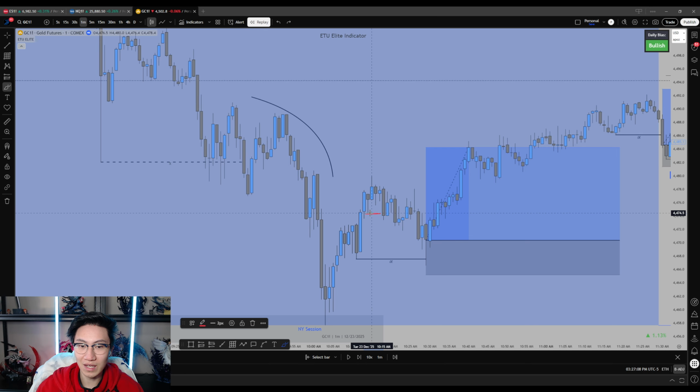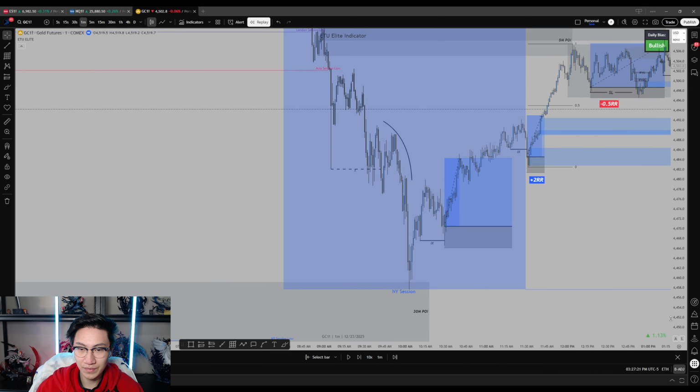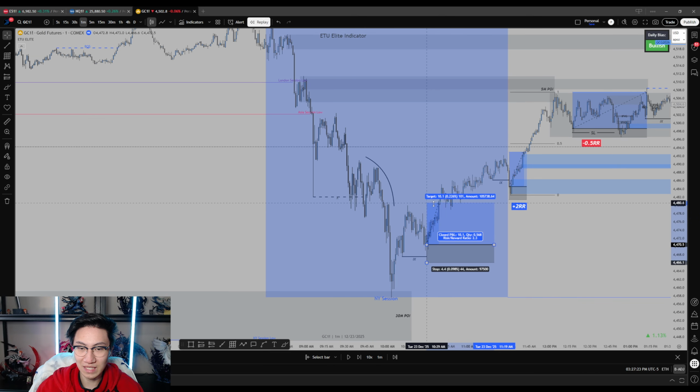I'm not going to be using pullbacks this tiny, right? Something this tiny is not going to be considered a pullback for me. I need a bigger pullback like this. This is more prevalent structure here. I'm using this internal low, and I'm entering on the candle closure that sweeps that low, and you place your stop loss wherever you want. Ideally, you get 3 risk reward out of stop runners for the most part.